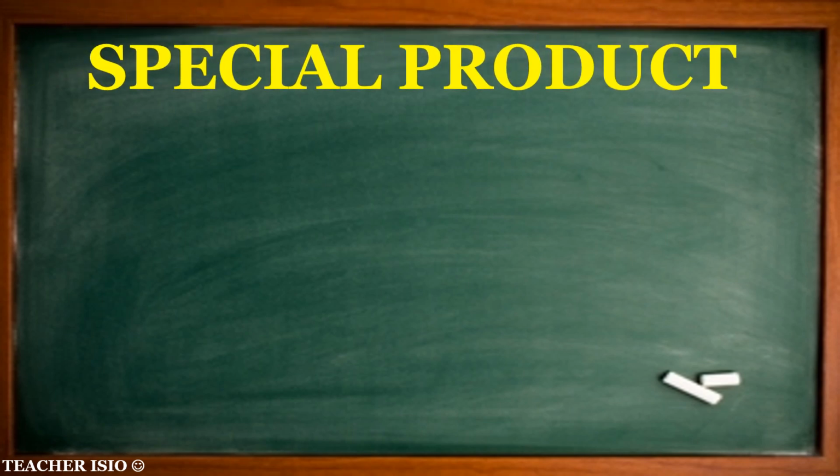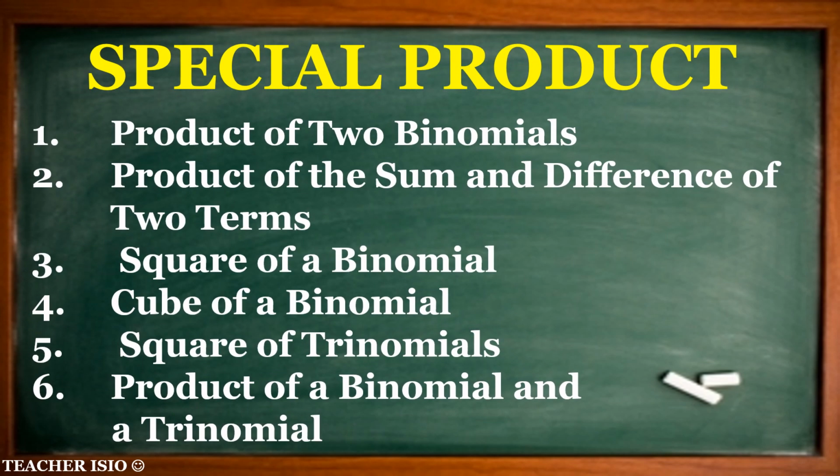In special product, we have 6. The first one is the product of two binomials. The second one is the product of sum and difference of two terms. The third one is square of a binomial. Fourth one, cube of a binomial. Fifth is square of a trinomial. And sixth, product of a binomial and a trinomial.